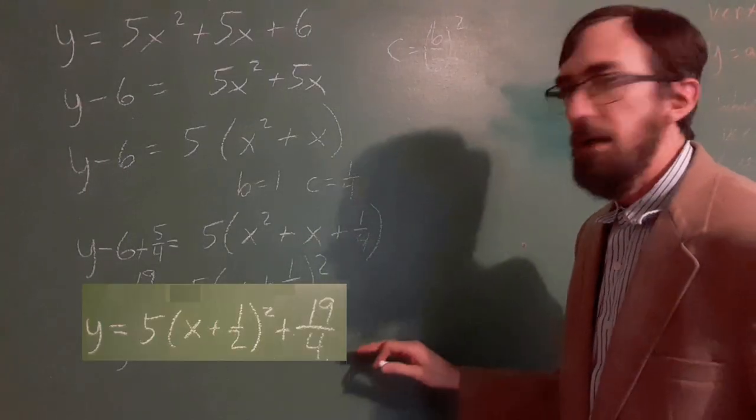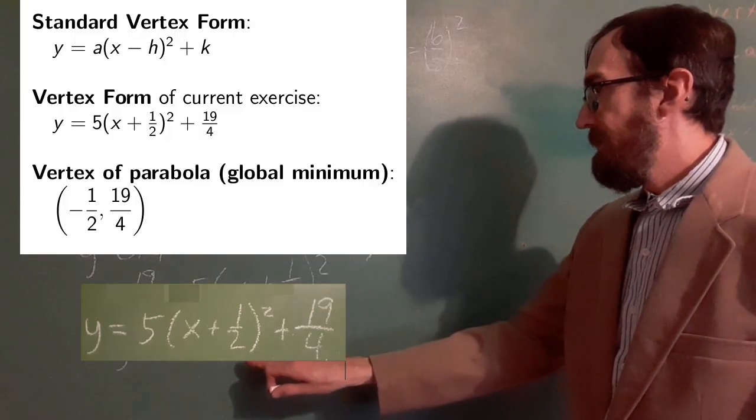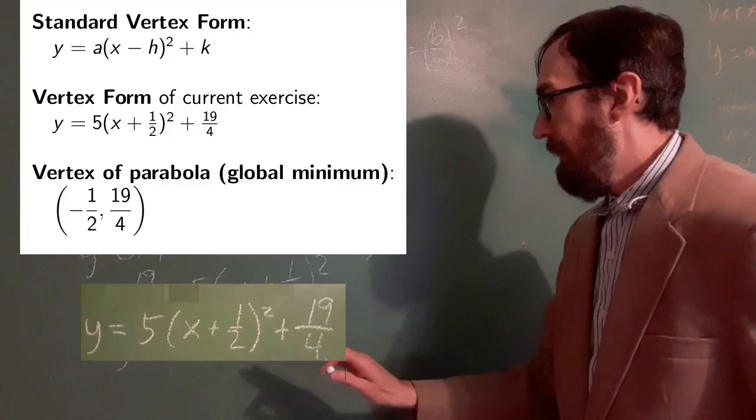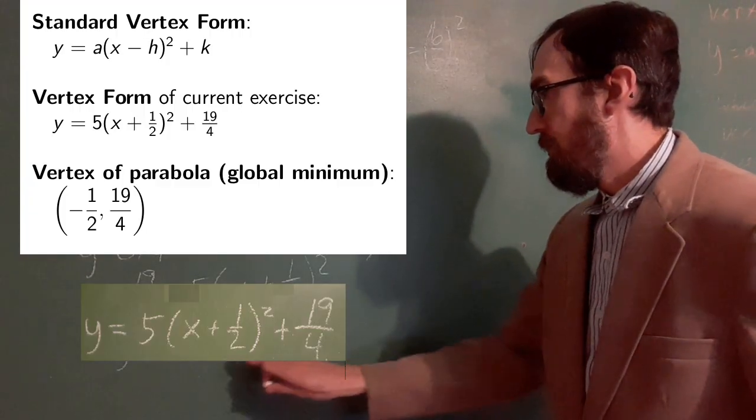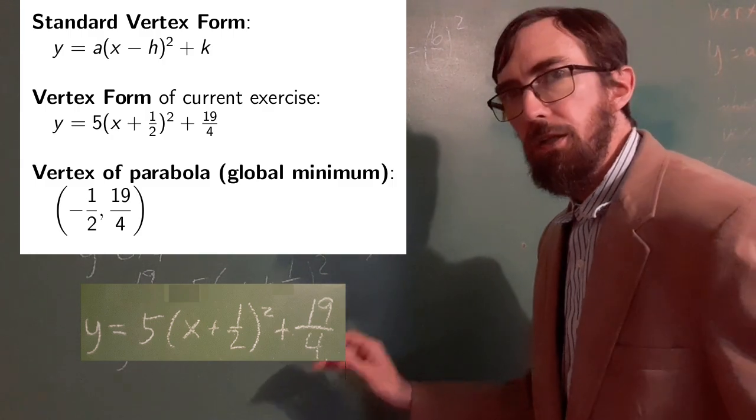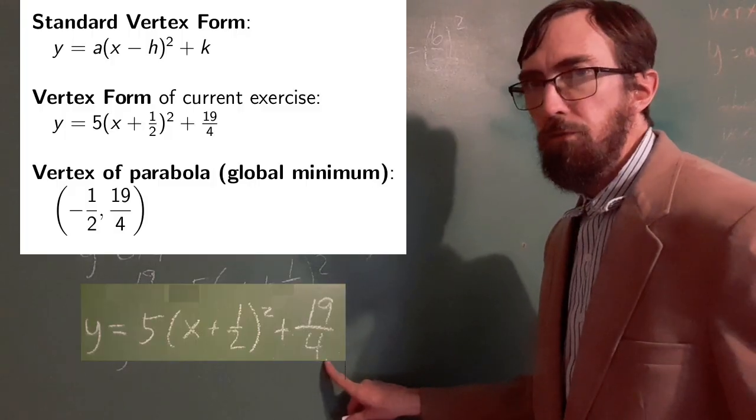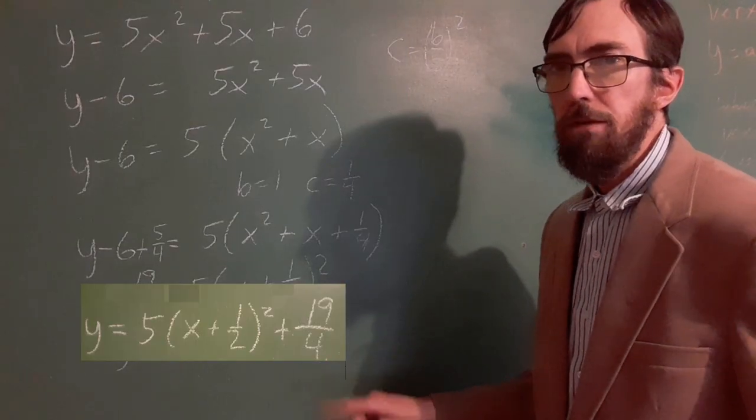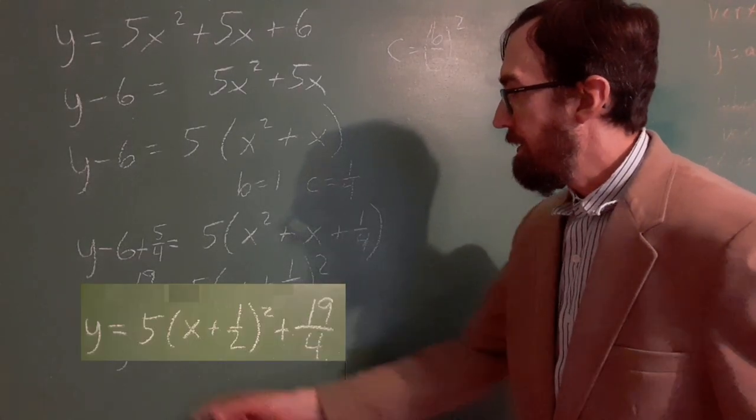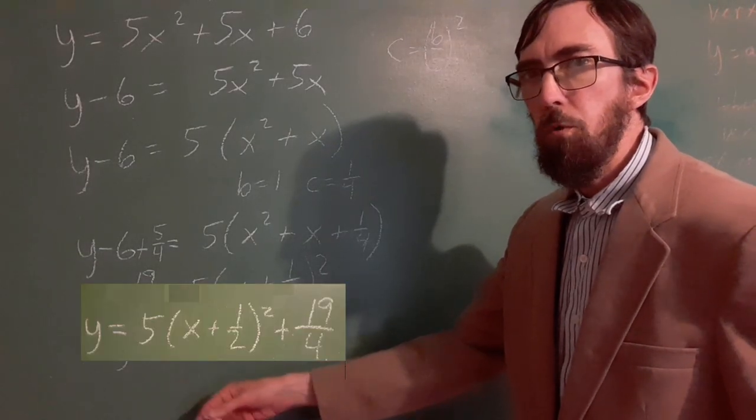So now I have a vertex form here. This is my h value and my k value. Now it should be noted that the signs are switched, so the vertex of my parabola actually occurs at -1/2, positive 19/4. So when you graph that, that's what you should see. The a value here is positive, which means that our parabola opens up.